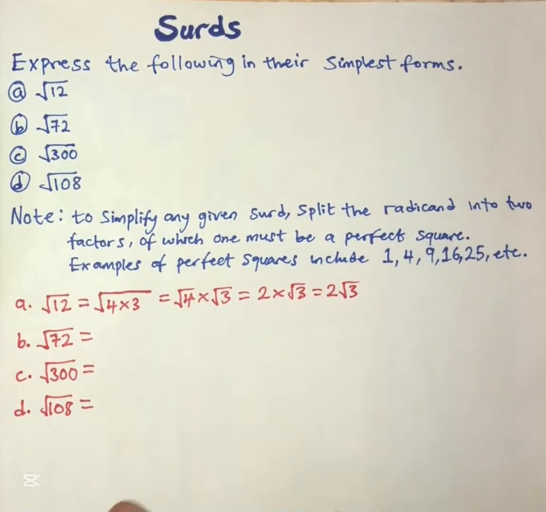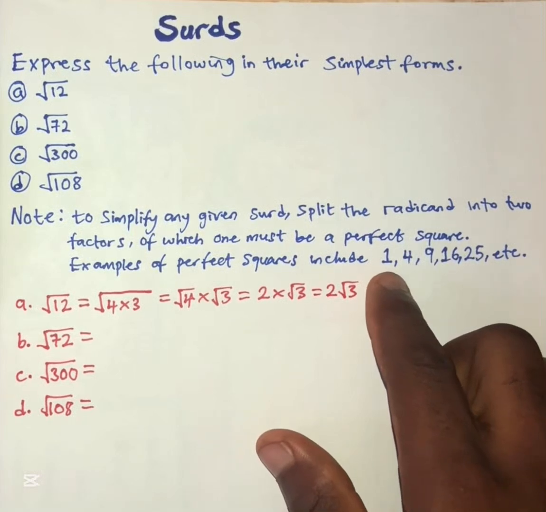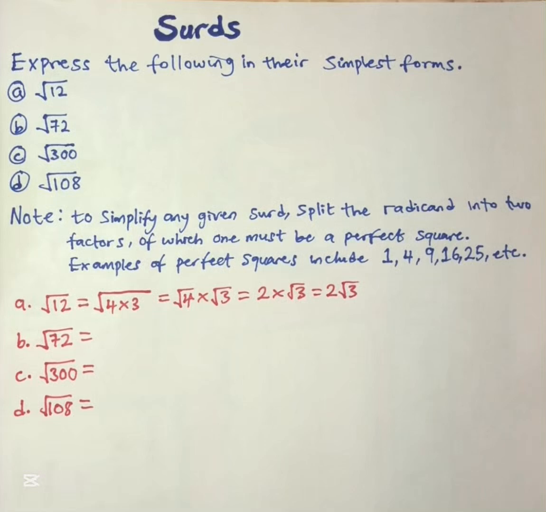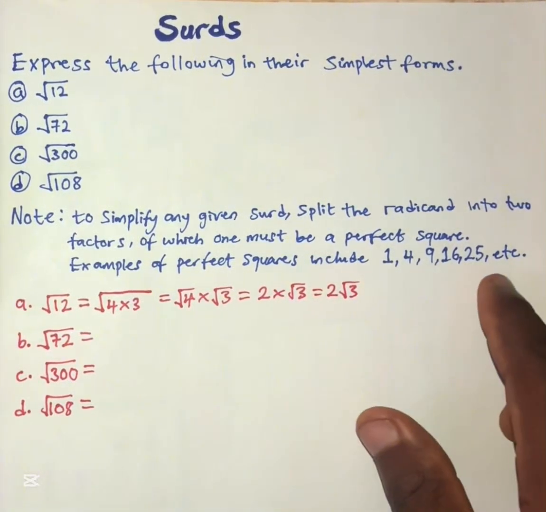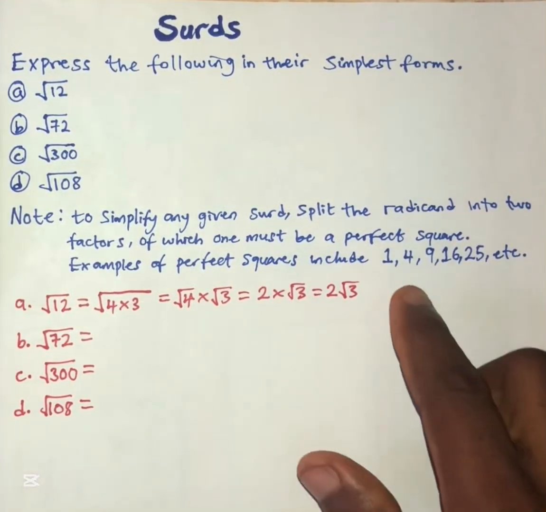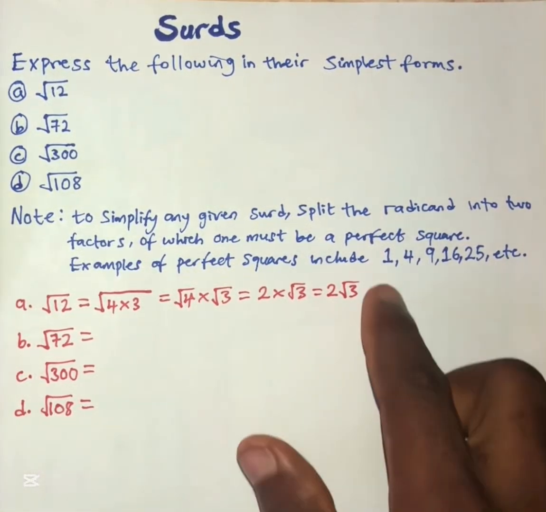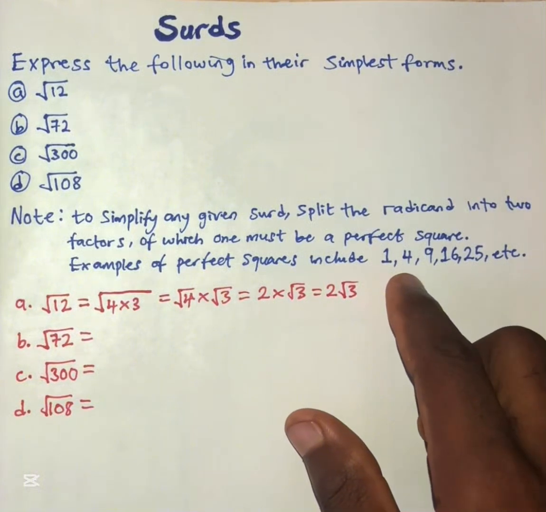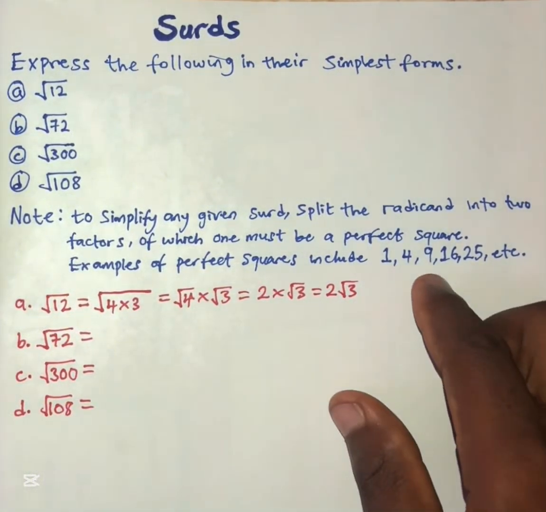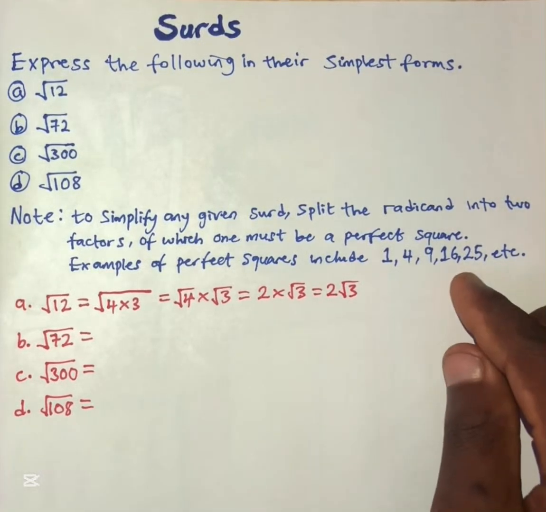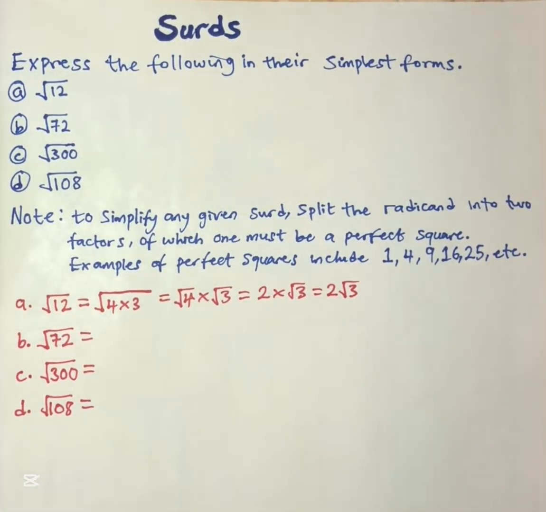Examples of perfect squares include 1, 4, 9, 16, 25 and so on. These numbers are perfect squares because when you find their square root, it gives you a whole number. The square root of 1 is 1, the square root of 4 is 2, the square root of 9 is 3, the square root of 16 is 4, the square root of 25 is 5.